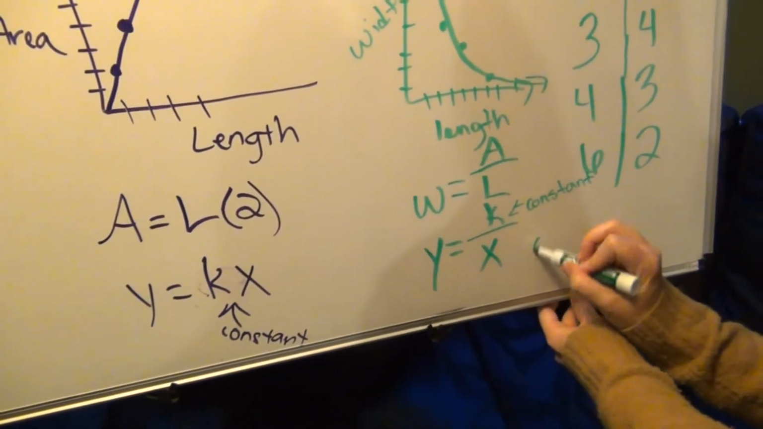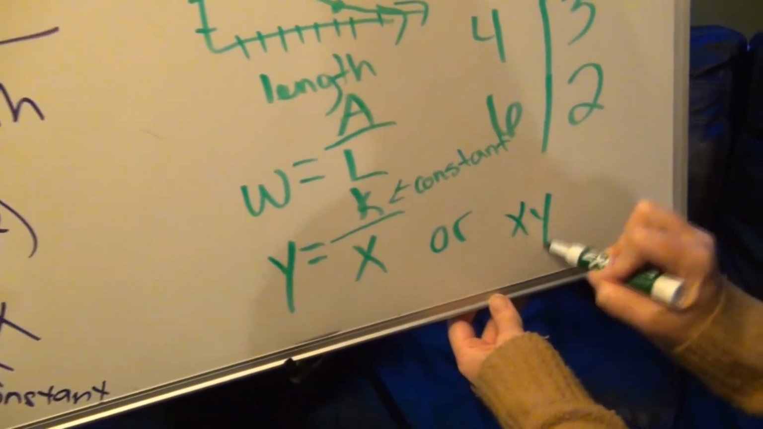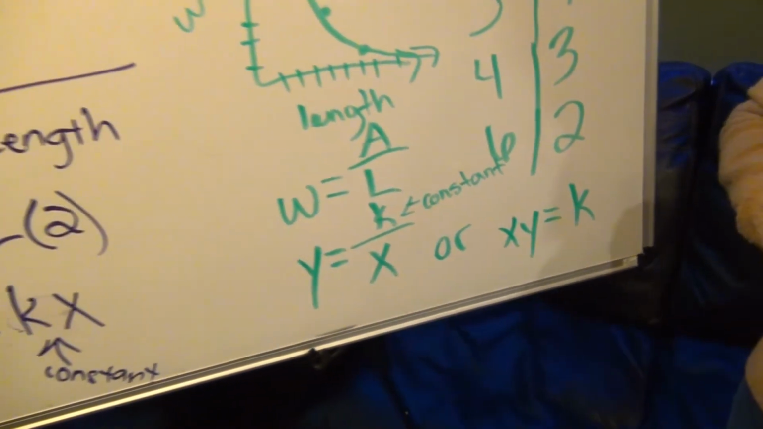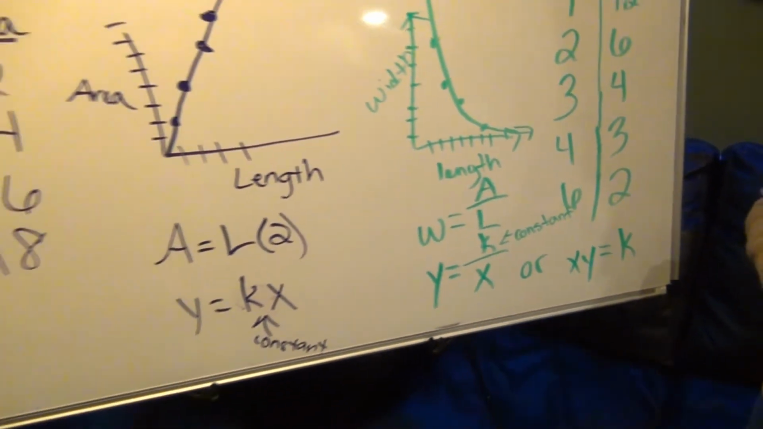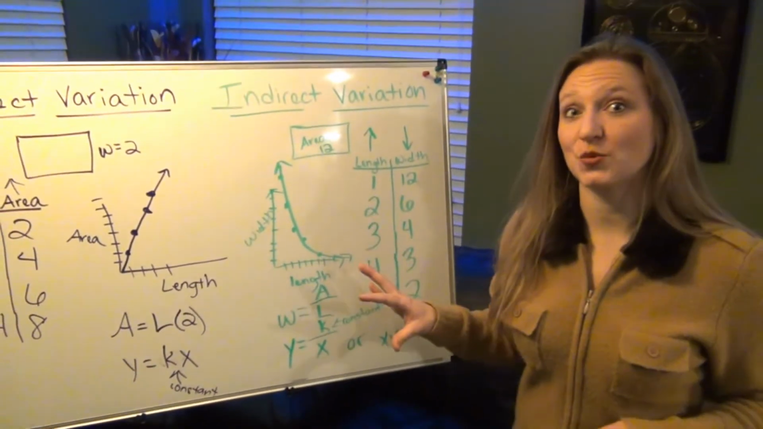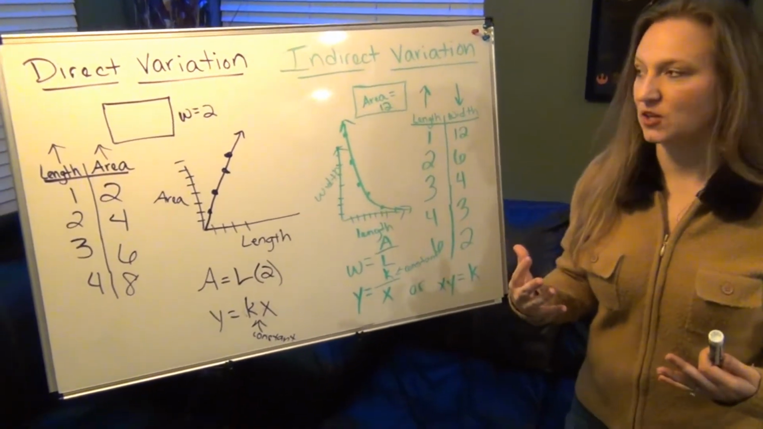Another way you could write this, if I multiplied by k on both sides, you can also see it as x times y equals the constant. So that is another way of writing the exact same thing. All right, now that you have an idea of what direct and indirect variation is, we're going to focus on indirect variation and look at some scenarios.